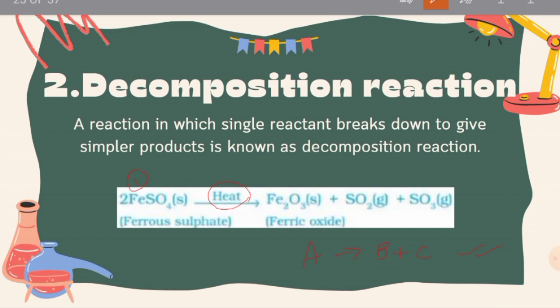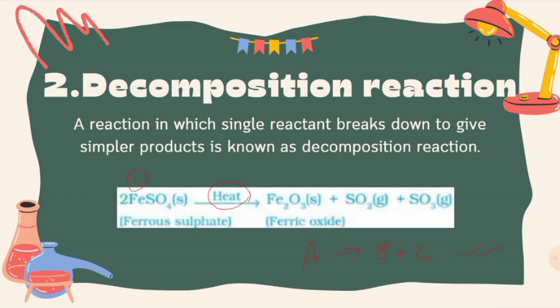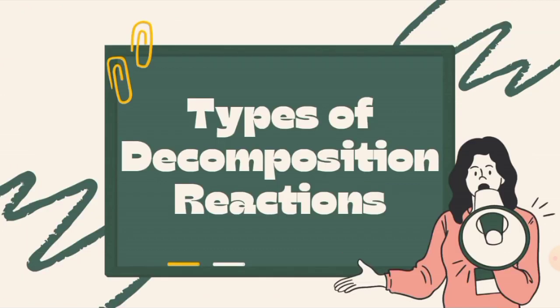Okay, in the presence of heat it gives rise to ferric oxide plus sulfur dioxide plus sulfur trioxide, SO3 plus SO2. So this is one of the examples of a decomposition reaction. Now there are types of decomposition reactions actually. There are three types of decomposition reactions. So we will see one after another.